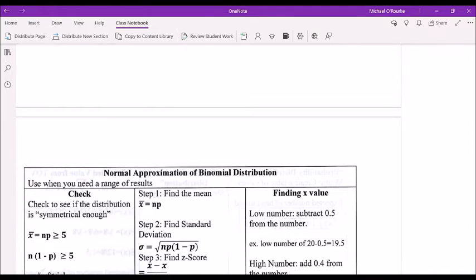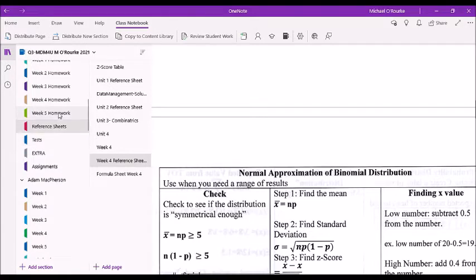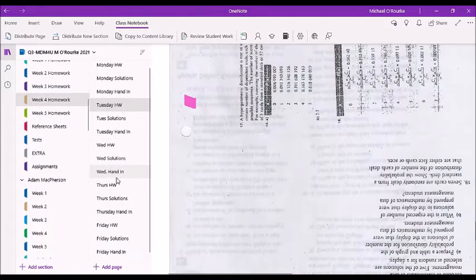Okay, so let's get out the sheet from yesterday. And let's get cracking here.